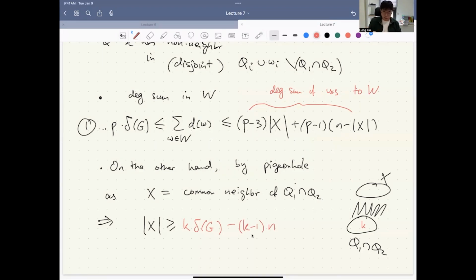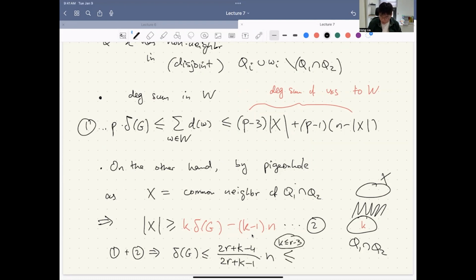So this is the second one. One plus two implies that delta G is at most 2R plus K minus 4. This is some calculation times N, which is at most, because K is at most R minus 3, 3R minus 7, 3R minus 4N. This reached the final contradiction because we assume our minimum degree is larger than this. Any questions?